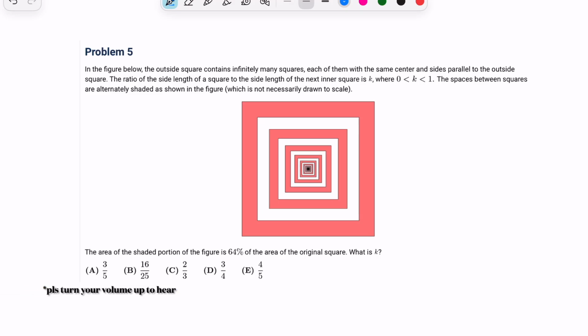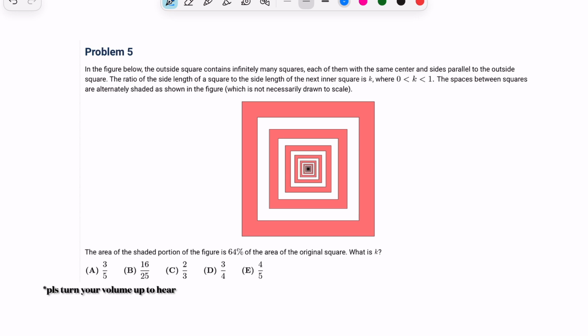Problem 5. In the figure below, the outside square contains infinitely many squares, each of them with the same center and sides parallel to the outside square. The ratio of the side length of a square to the side length of the next inner square is k, where k is between 0 and 1 exclusive.